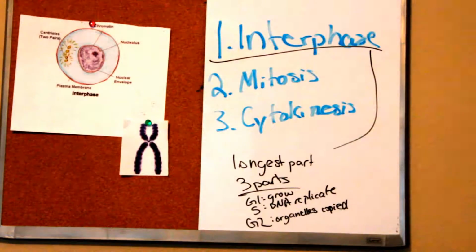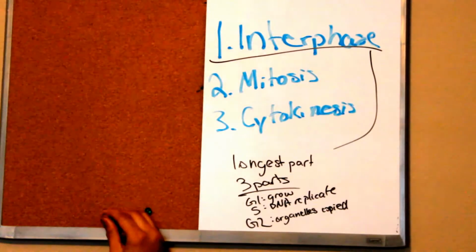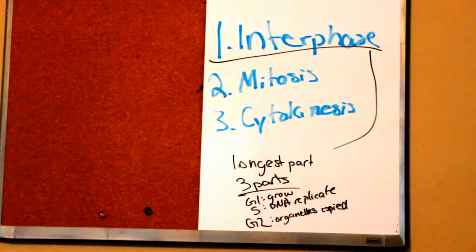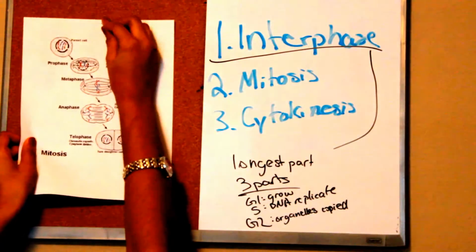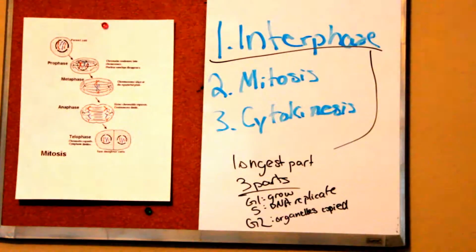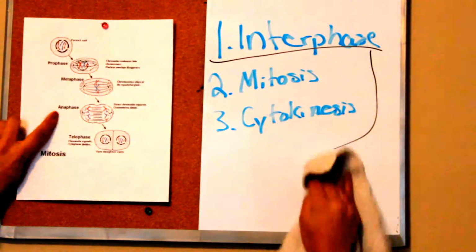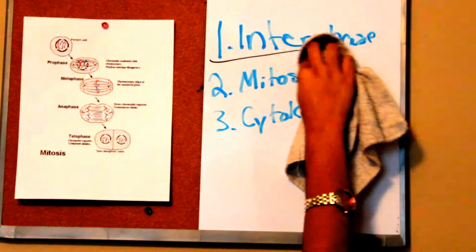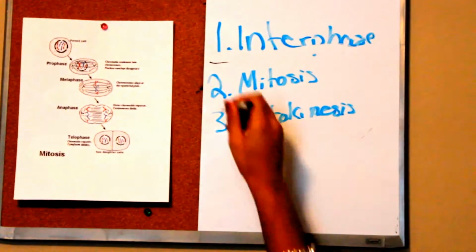Now let's move on to mitosis, which is the second part of the cell cycle. Mitosis has four parts to it. These four parts are prophase, metaphase, anaphase, and telophase. This could be abbreviated as PMAT.